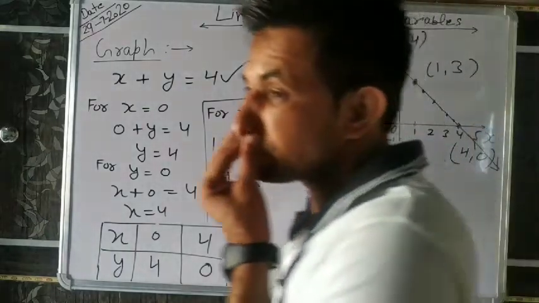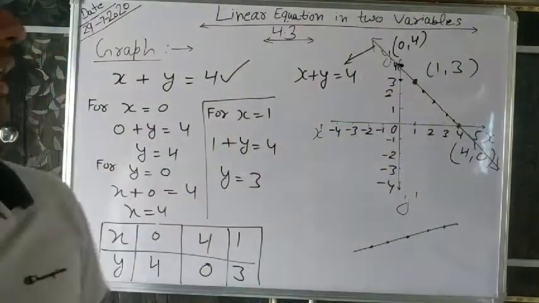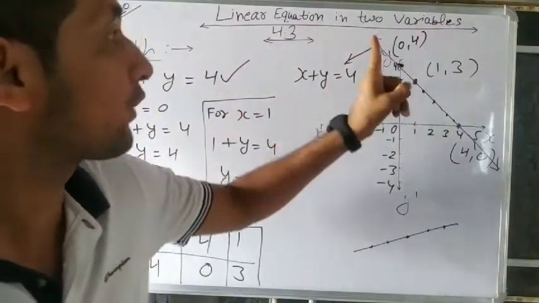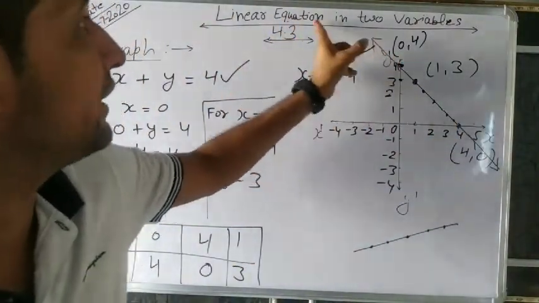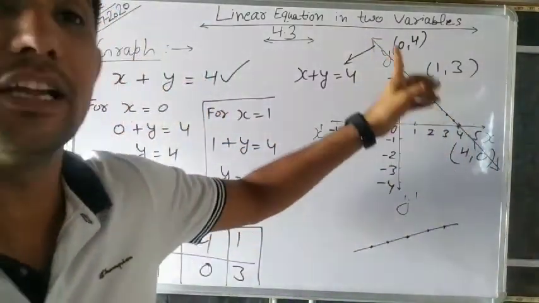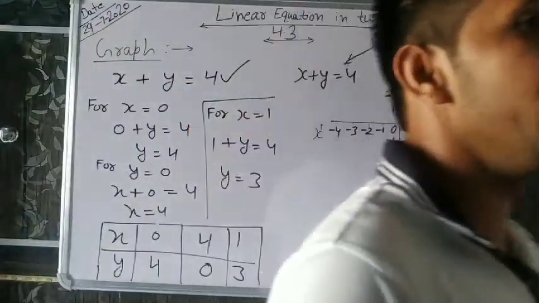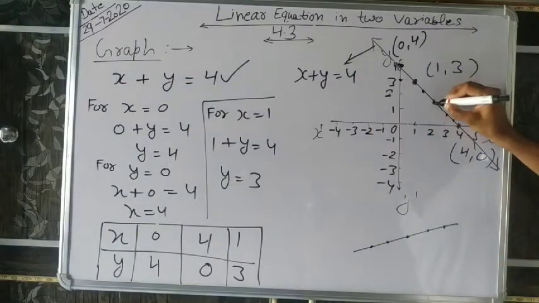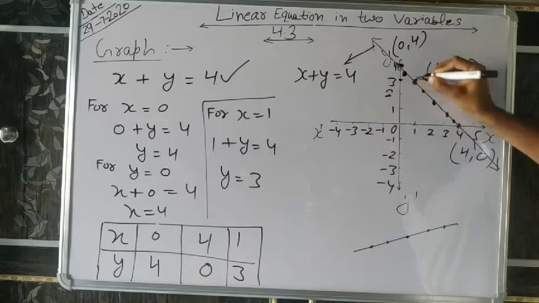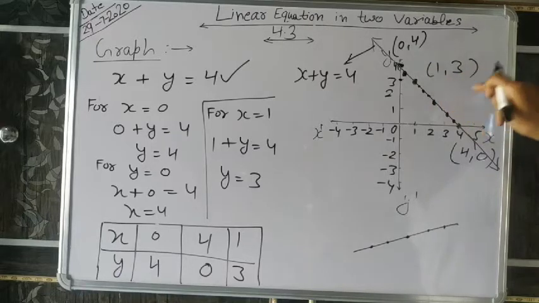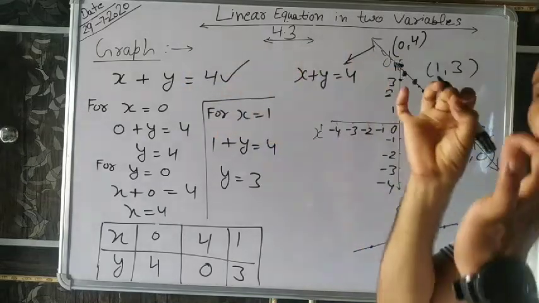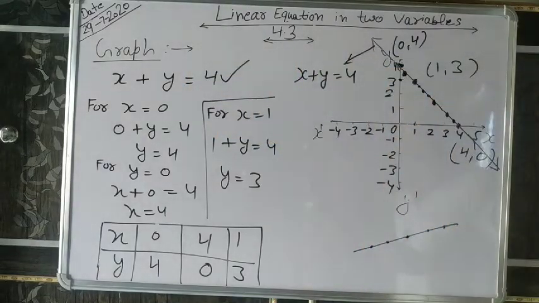So we can recognize from here what type of graph a linear equation has. The graph of a linear equation in two variables is always a straight line. And second, every point on the graph, all the points, are solutions of this linear equation. You can check any point.